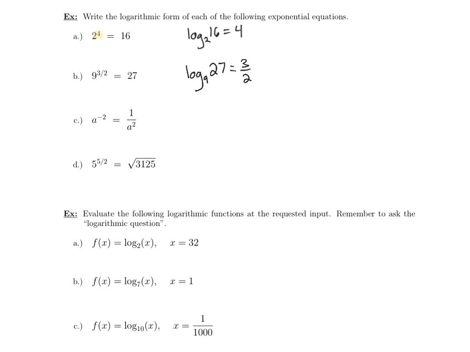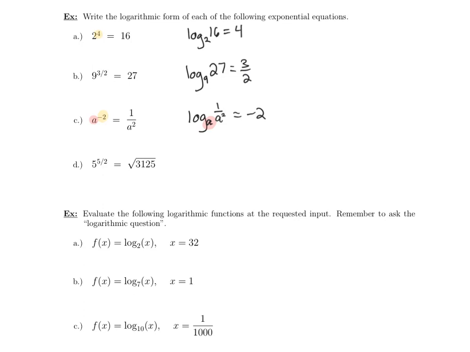And for this next one, I would begin by writing log and then the base. If we think of this as our exponent right here, then our base is a. And so we get log base a. And then our exponent is -2. And 1 over a to the second power is the argument.